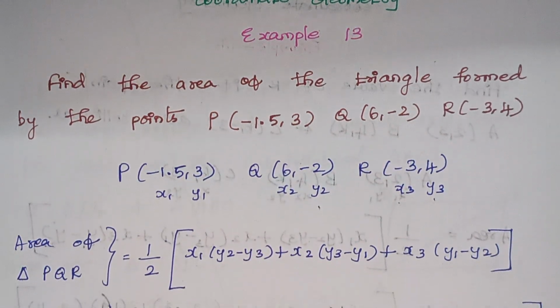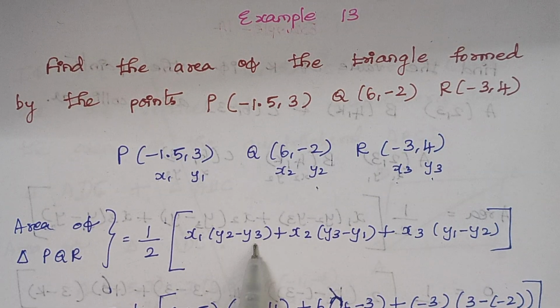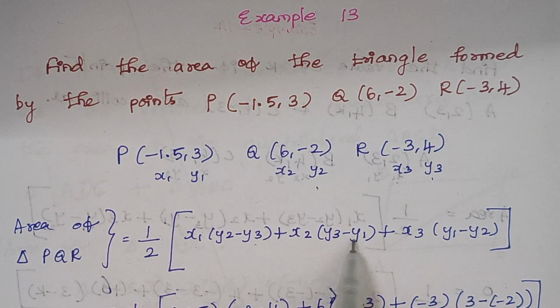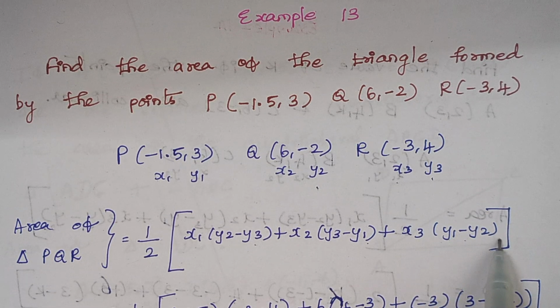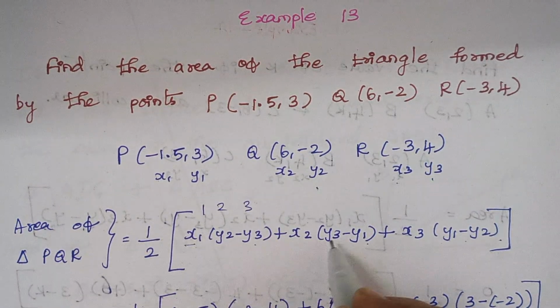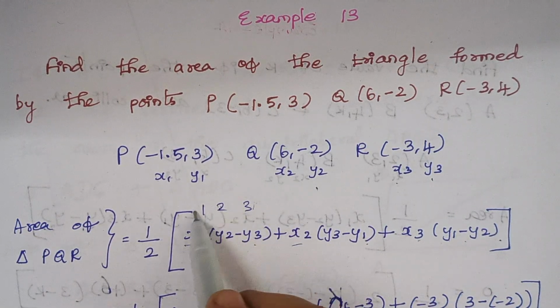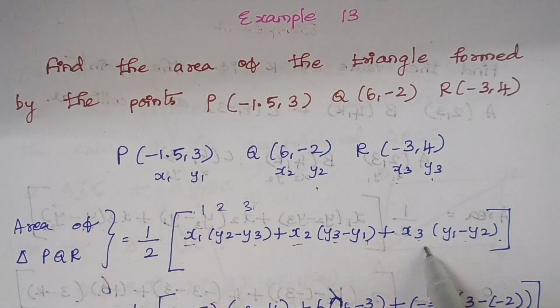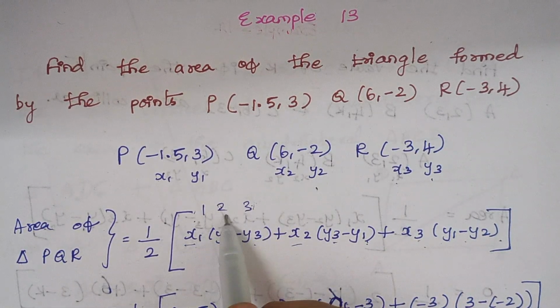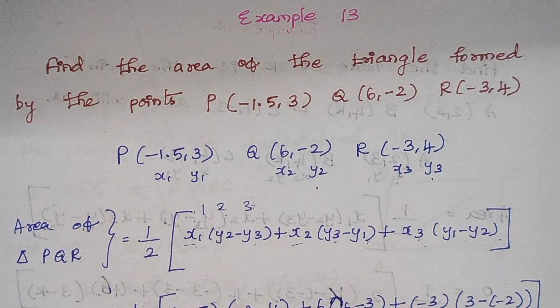So what is the area of the triangle formula? It is given by half x1 into y2 minus y3 plus x2, y3 minus y1 and x3 of y1 minus y2. Even I had told you the trick to remember these formulas, right? It comes in the order 1, 2, 3. It is x1, x2, x3. So here it is 2. So 2 is followed by 3 and 1. And next is 3. 3 is followed by 1 and 2. Right. So after writing, we have to just substitute the values.